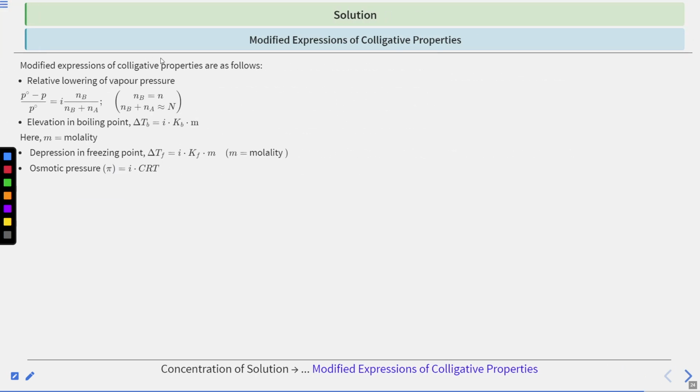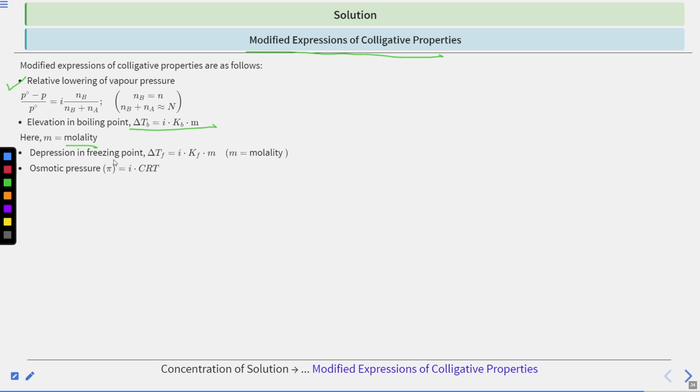Okay, let's move to the next topic, which is the modified expression of colligative properties. Relative lowering of vapor pressure is given by (P naught minus P) upon P naught equals i, the Van 't Hoff factor, times the moles of solute divided by the total moles in the solution, or you can say the mole fraction. Here nB is equal to n, and nB plus nA is equivalent to capital N. Elevation in boiling point, ΔTb, is given by i, the Van 't Hoff factor, multiplied by Kb multiplied by m, where m is molality.